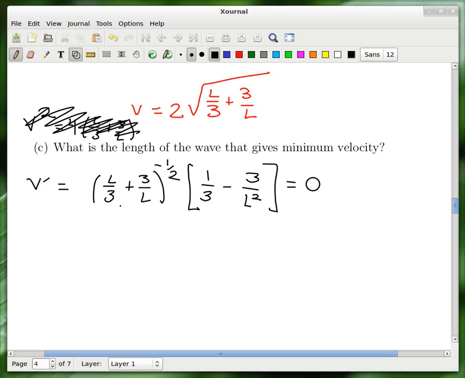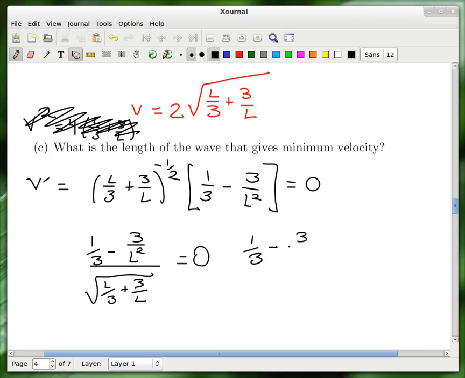Alright, so remember the negative means that it's in the denominator, right? So I have the square root of L over 3 plus 3 over L over 1/3 minus 3 over L squared, and this is equal to 0. So if I want to find the solutions of this, I can just look at the top. So I'll set the top equal to 0. So 1/3 minus 3 over L squared equals 0.